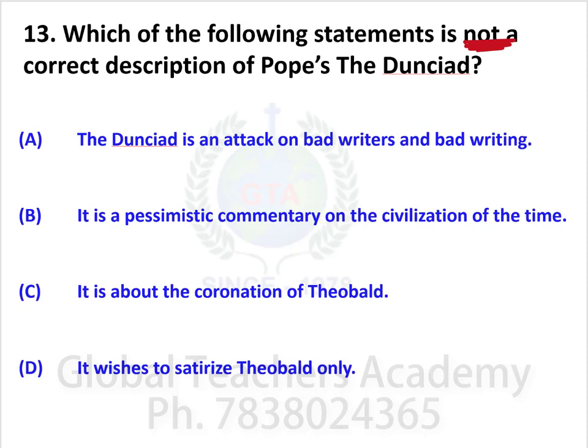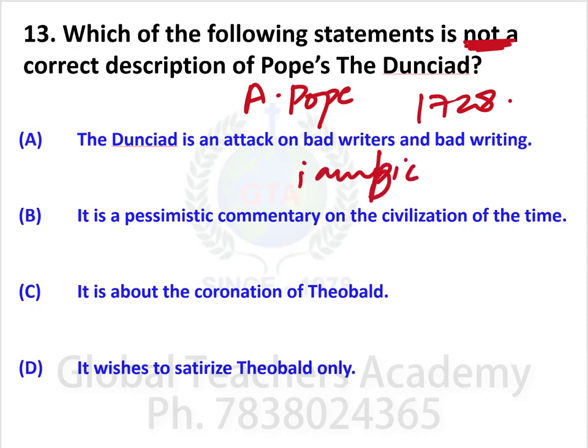D. It wishes to satirize Theobald only. Right, a little bit about the text. Alexander Pope's poem had three editions, right? So it was written three times. The first one came out in 1728, anonymously. It's largely written in iambic pentameter, though not entirely. So what is the text about?